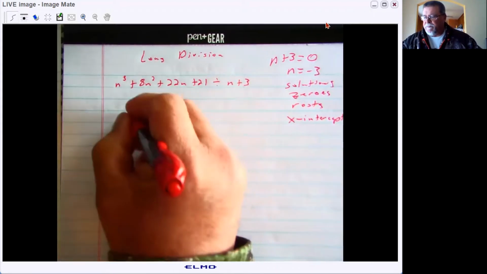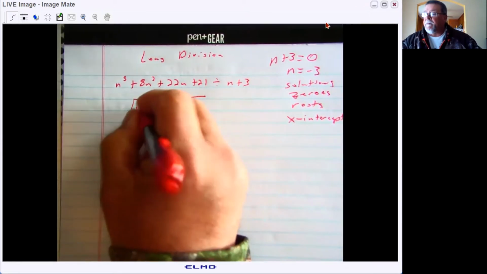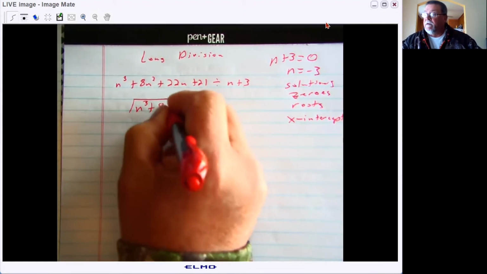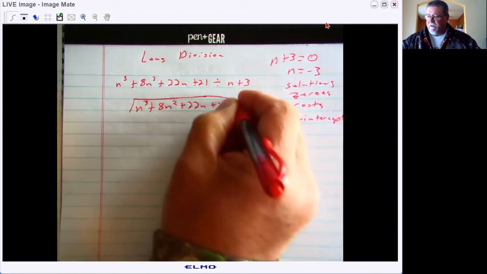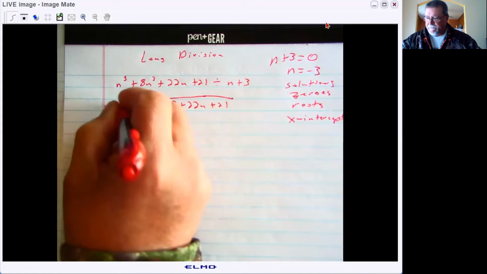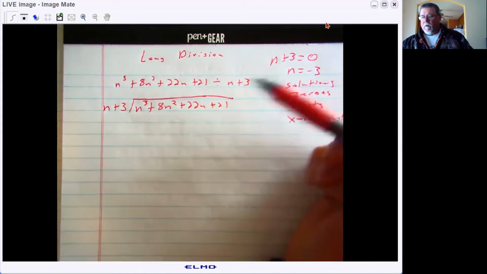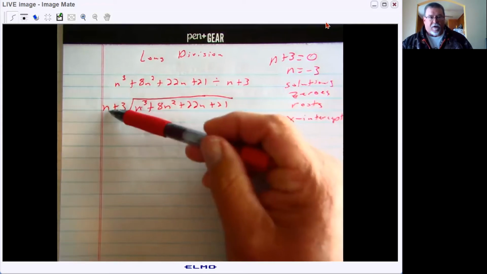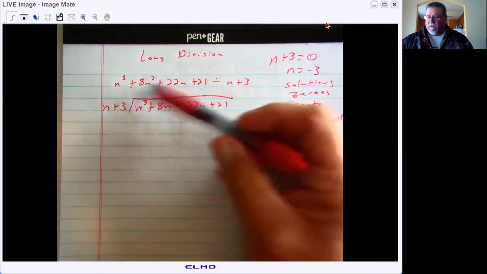Now, what we're going to do is put this into a division box, just as it appears. Remember, the polynomial goes underneath the division box, the dividend, and that's plus 21, and that's going to be divided by n plus 3. So we're ready to do long division. We want to divide the leading term of our dividend by the leading term of the divisor. Okay? n cubed divided by n. That's n squared.